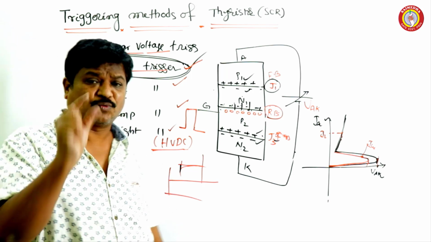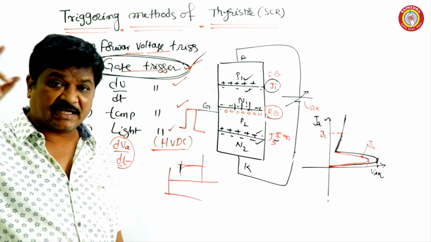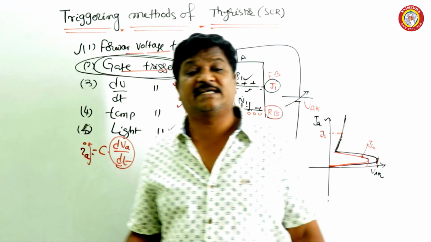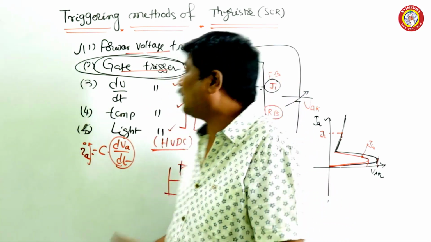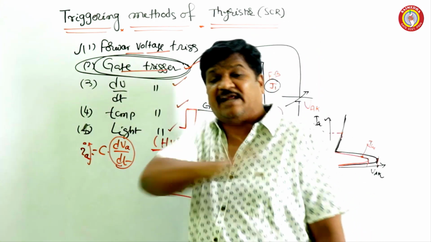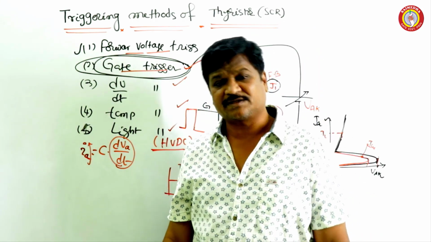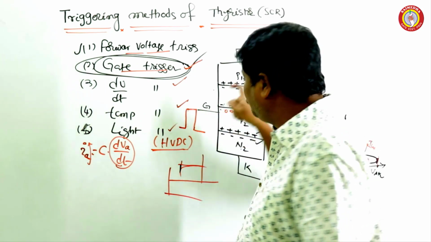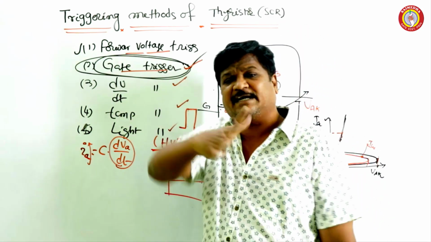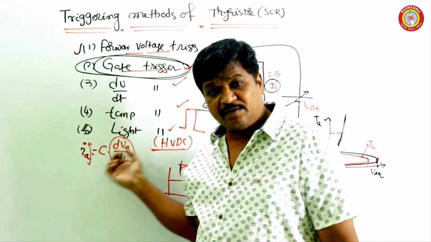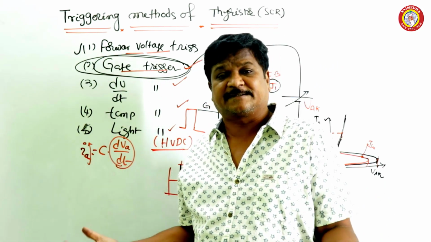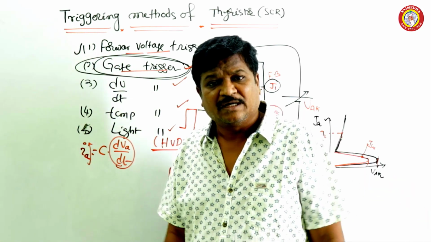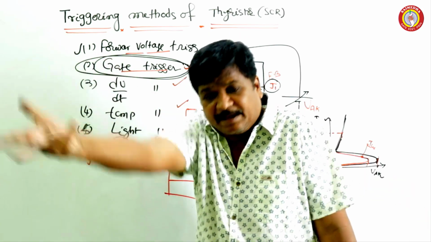Of course, this is one type of drawback. If you give a higher, faster rate of change of anode voltage, sometimes that may cause false triggering of an SCR. That is due to the junction capacitance built into the SCR. We will discuss the dV by dt ratings to avoid that. To reduce that effect, we have to go for a snubber circuit. That I will discuss in the coming classes.